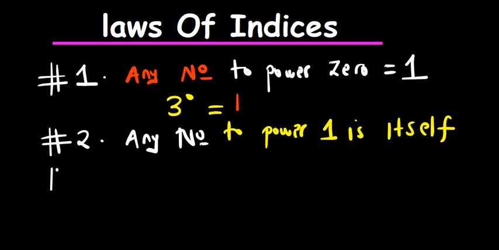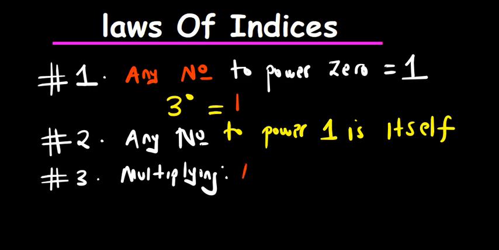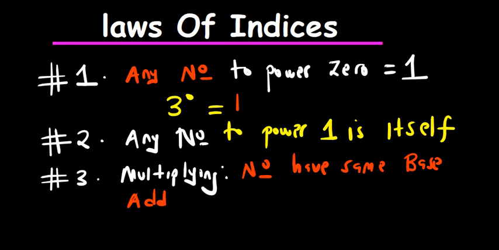Then rule number 3 that we need to also consider is that when you multiply the powers with the same base, you have to add the exponents. So every time you're multiplying, if those numbers have the same base, you add the powers.